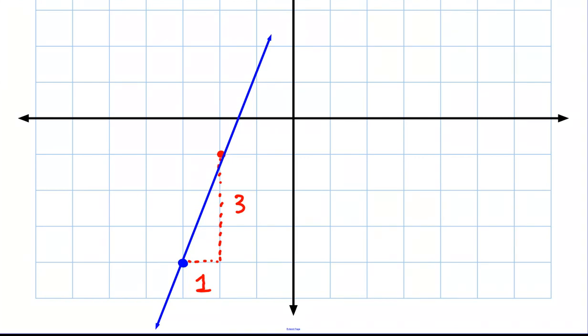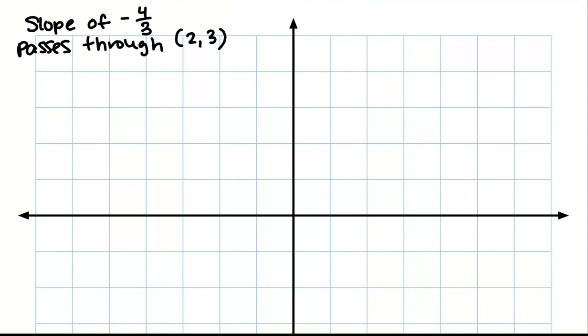Let's do another one. It gives us a slope of -4/3, and it passes through the point 2, 3. So the first thing we do is we find 2, 3 on our graph right here. This is 2, 3. Then we use our slope, which is rise over run, to make our line. Now notice here, our slope is negative. That means it's not going to be pointing the same way as our last one did. It means it's going to rise from the left and slope down on the right side.